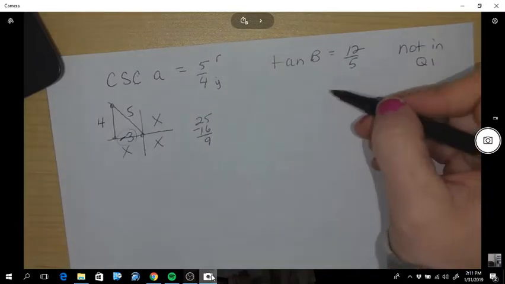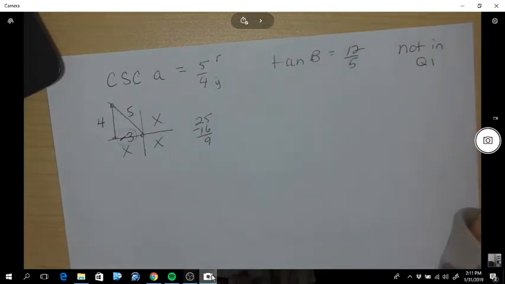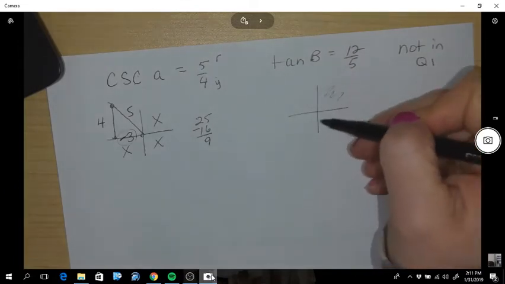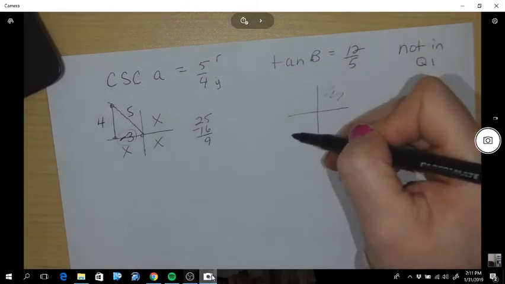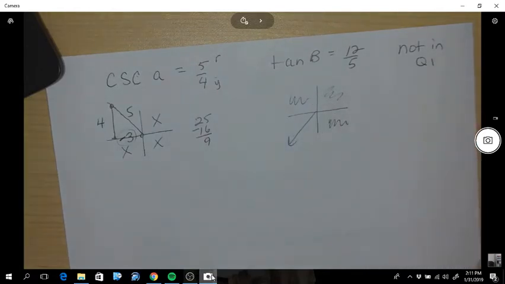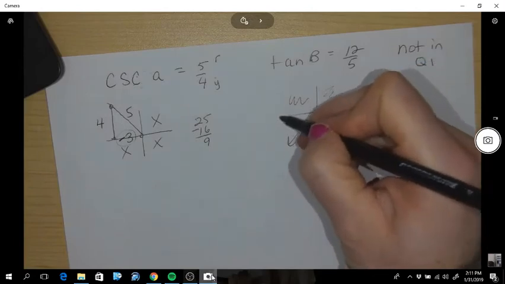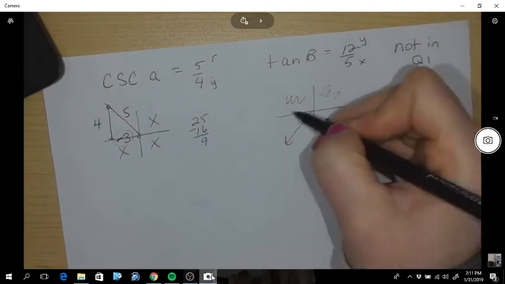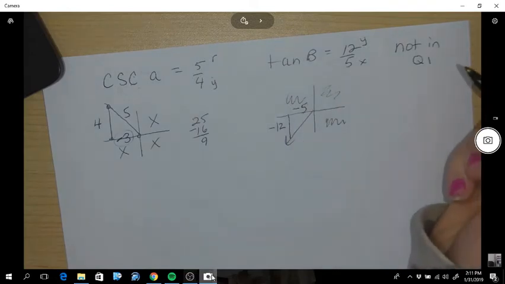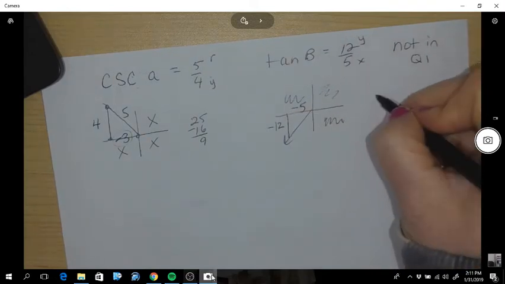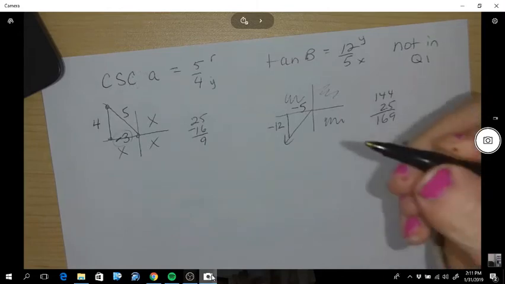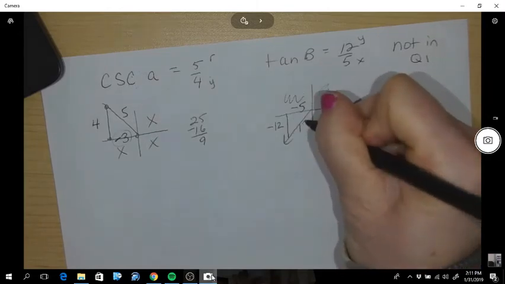Okay, tangent B, positive, not in quadrant 1, so tan is in this quadrant. Okay, so now tan is my Y value divided by my X, so this has to be a negative 12, negative 5. So adding them together, I get 144 plus 25, 169, so this is 13.